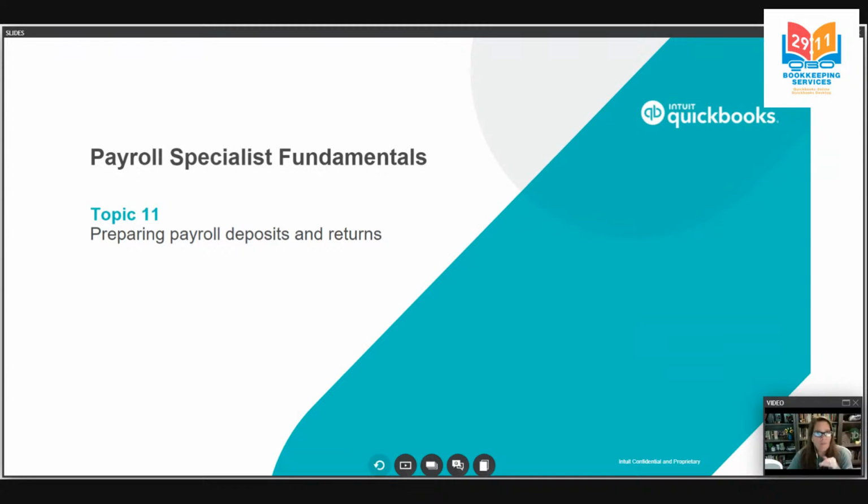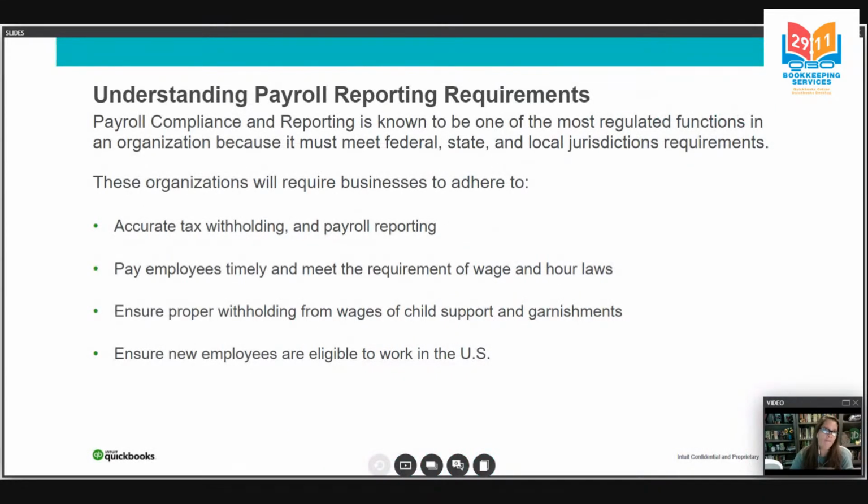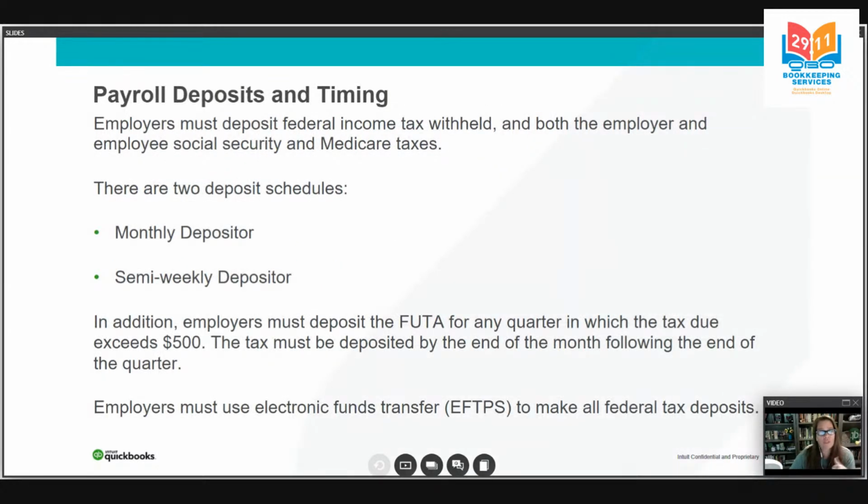Home stretch, preparing deposits and returns, payroll compliance and reporting. It is one of the most regulated functions in the organization because it has to meet federal, state, and any local jurisdiction requirements. Every organization requires businesses to make sure they do accurate tax withholding and payroll reporting. They have to pay employees timely and meet the requirement of any wage and hour laws. They have to ensure proper withholding from wages of child support and garnishments, and they have to ensure that new employees are eligible to work within the U.S.